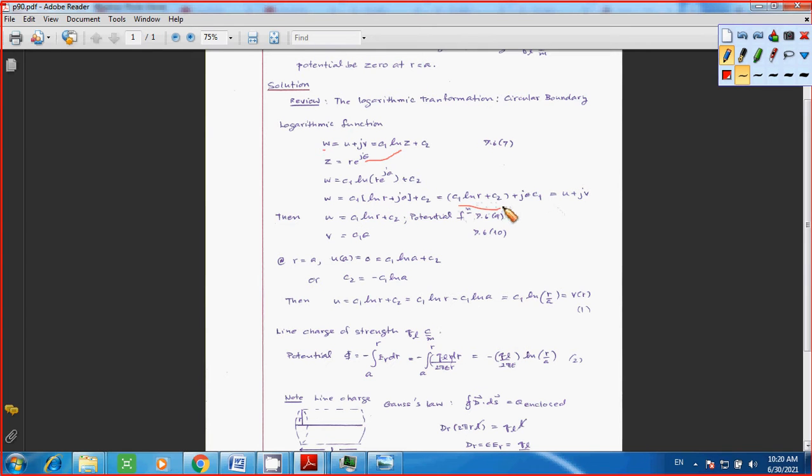By plugging your Z into W, you end up with W equal to this term. So this becomes the real part, that's U, and your theta C1 becomes the imaginary part, that's V. Then U is actually the potential term, equal to C1 ln R plus C2, where C1 and C2 are constants. That's from equation 7.69. And your V, from the imaginary part, equals C1 theta. That's from equation 7.610.